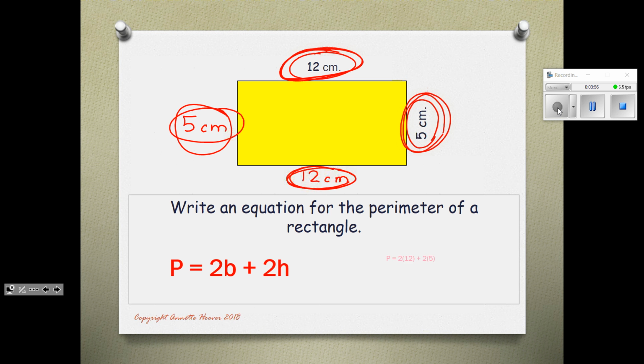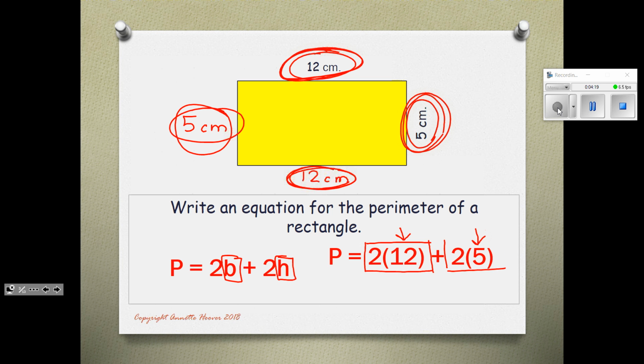So if we were to plug in the numbers from this particular rectangle, the base was 12, so in place of B, we put 12. The height was 5, so in place of H, we put 5. So perimeter equals 2 times 12 plus 2 times 5. Now, according to order of operations, we always do our multiplication first. So first we would do our multiplication of 2 times 12, which is 24, and 2 times 5, which is 10. And that gives us a total of 34 centimeters.